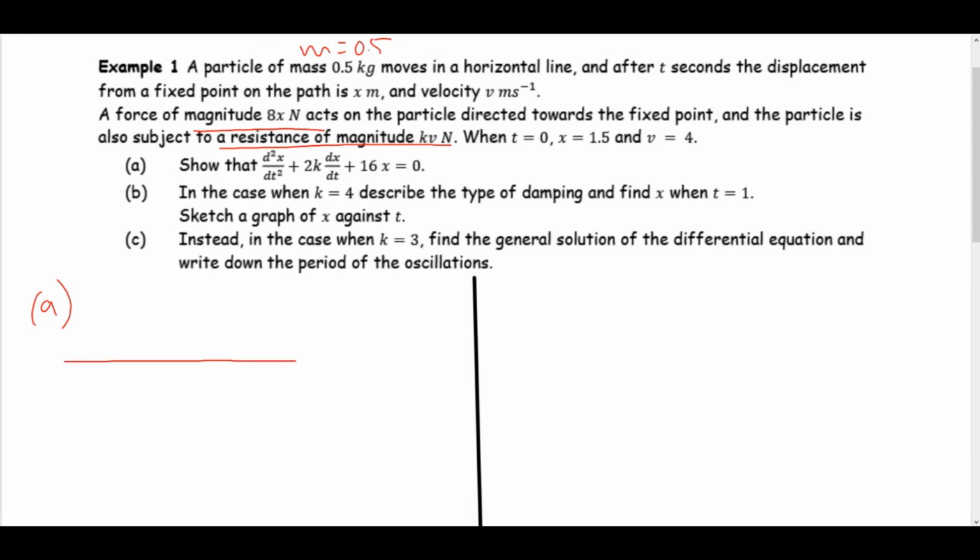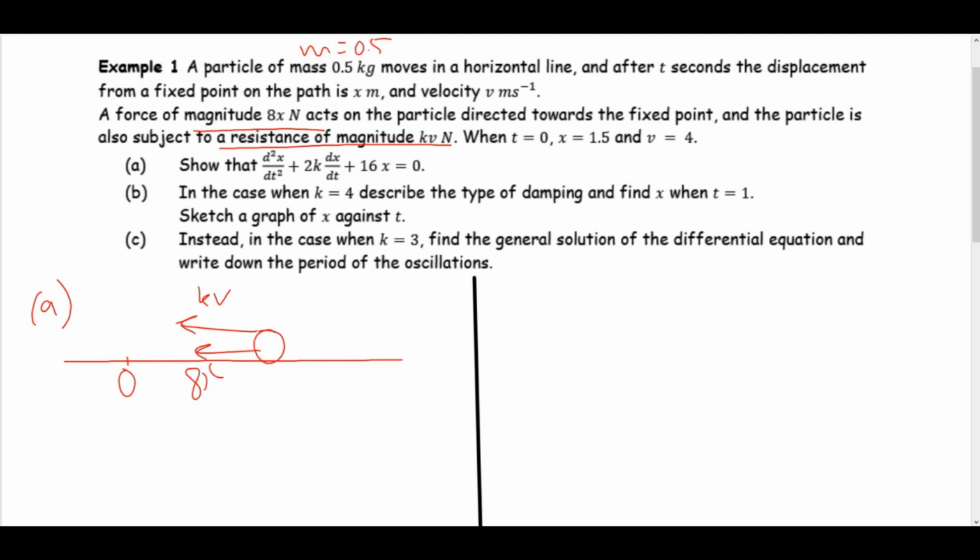So can I draw a picture to illustrate what's going on here? So you've got some point O, and then we have our particle. The forces that we are interested in on it are, it's got a force of magnitude 8x directing you back towards the origin, and also it's got a force of kv directing to the origin. Those are the forces of interest. There will also be vertical forces, the weight and a reaction, I'm going to ignore those.